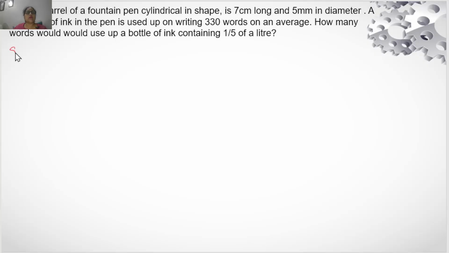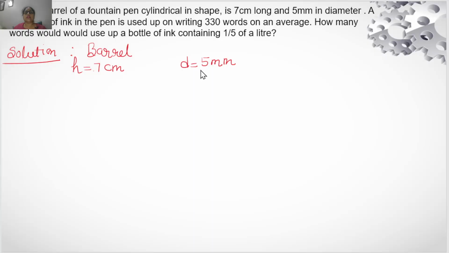So what is given to you? If you just see in the solution, the given thing is they are talking about the barrel. The barrel, in cylindrical shape, is 7 centimeter long. That means the height is 7 centimeter, and the diameter is indicated by D, which is 5 millimeter, right? Or you can change it into centimeter, or otherwise change this centimeter into millimeter, no problem.